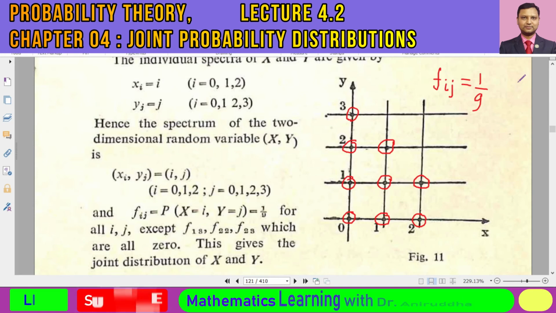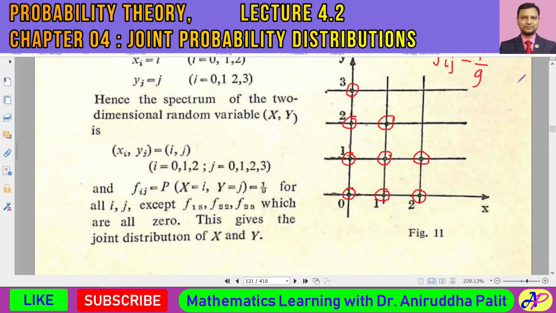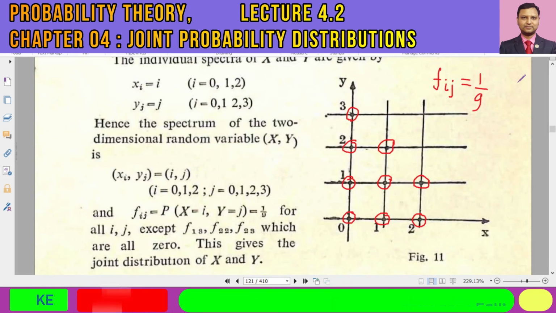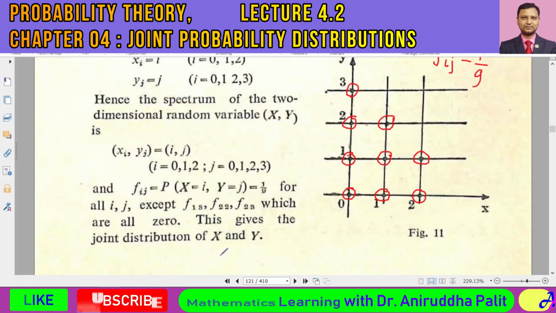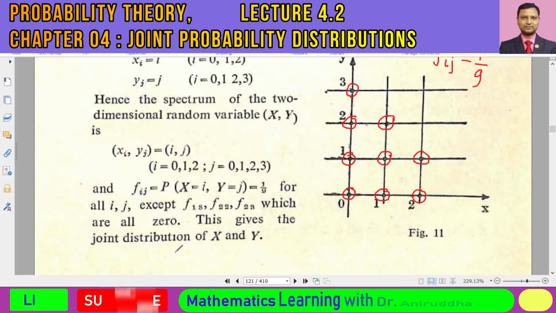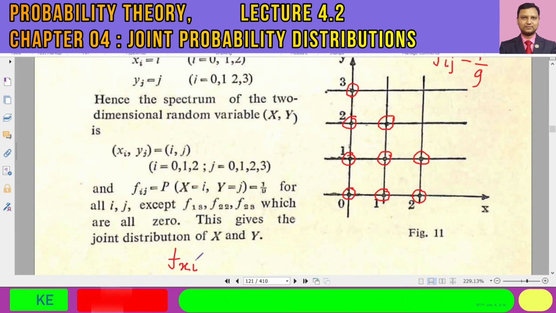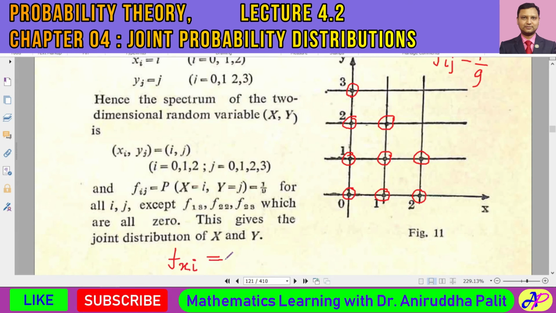Now, how to find the probability mass function for the marginal distribution? I told you in case of marginal distribution, what is f_xi? For f_xi, the summation should be taken on the second index, beta, f alpha beta.